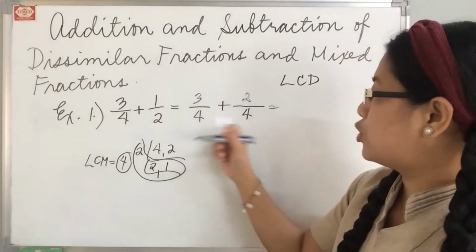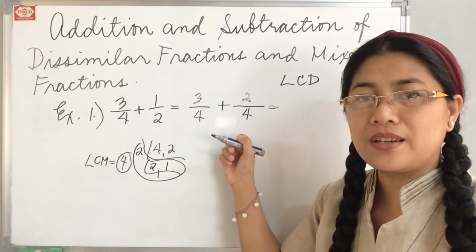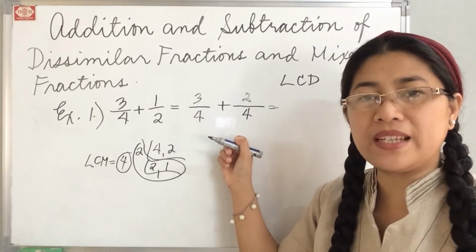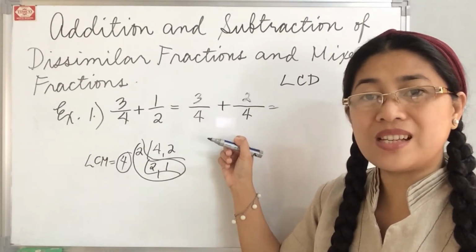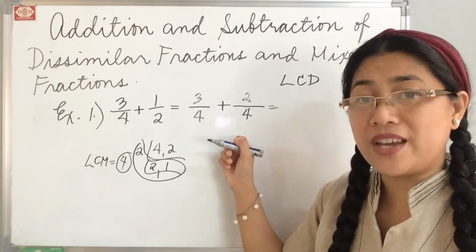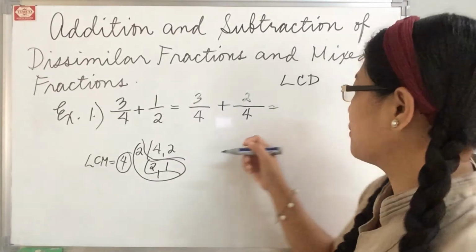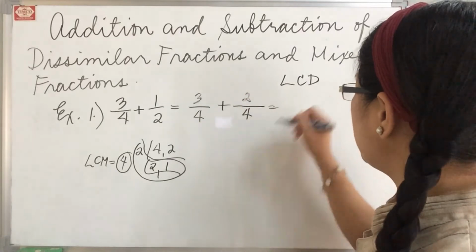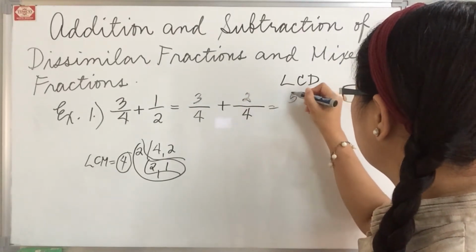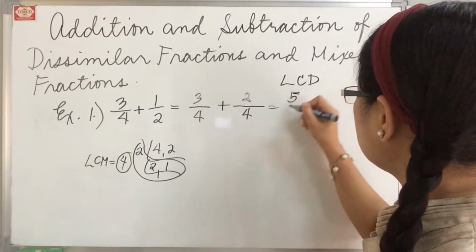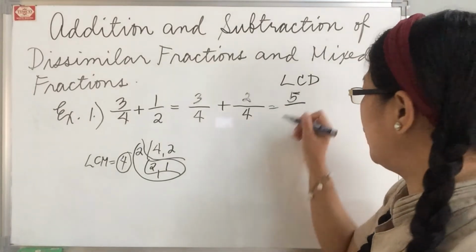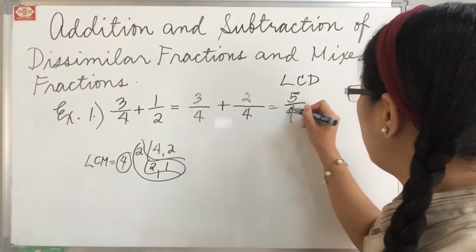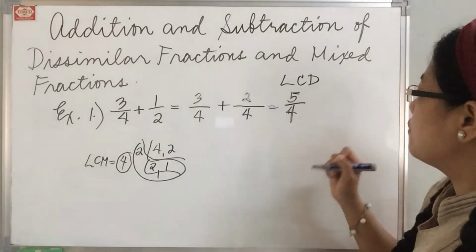Now, do we have similar fractions here? Yes, we have. And what is our rule in adding similar fractions? Just add the numerator. So 3 plus 2, that is 5. Over, just copy the denominator. So our answer here is 5 over 4.